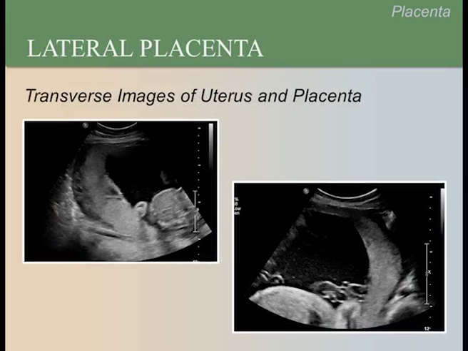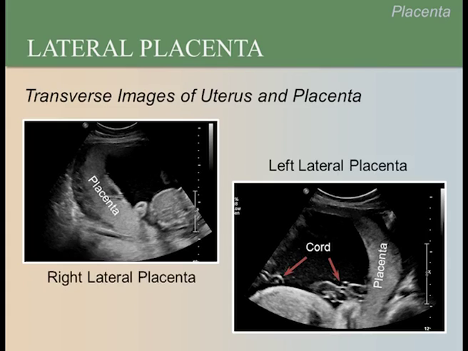These are transverse images of a uterus and placenta. Please pause the video now to identify the location of the placenta in each image. Please also identify the other structure in the right image. The placentas are now labeled in these images to show that in the left image we have a right lateral placenta. In the right image we have a left lateral placenta. The structure in the right image is the umbilical cord.